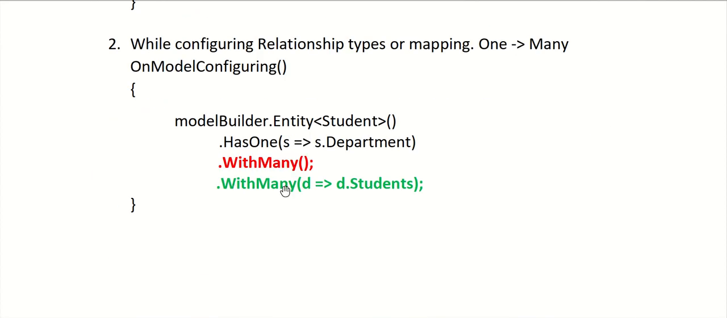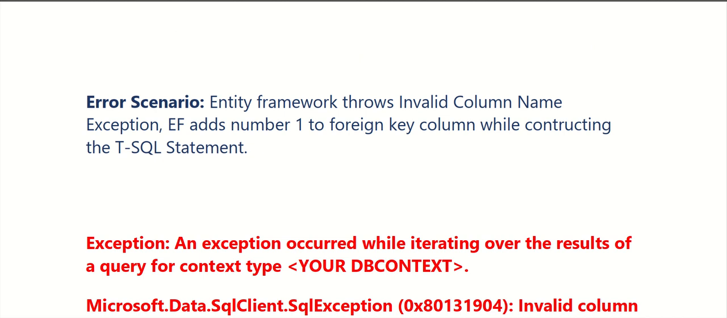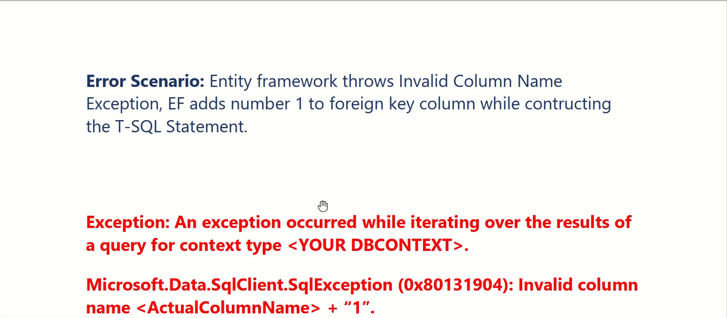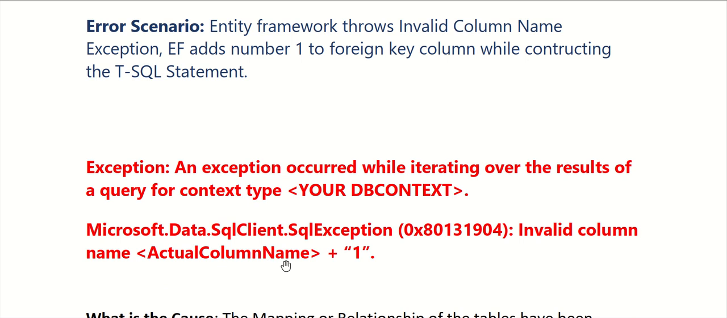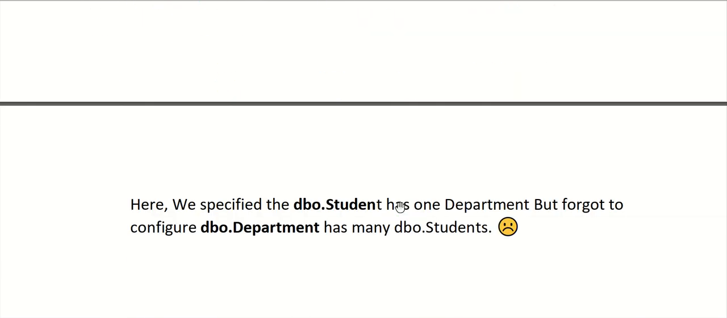So what is the solution? Simply specify WithMany, d gives d.Students, the navigation property. So you are clearly telling Entity Framework that student has a foreign key reference to department, and a student is associated with only one department, whereas a department can have multiple students, WithMany. So this is the solution basically in order to avoid this kind of exception. Because if you go to the database table and check, you won't find this kind of column, the actual column name plus one. This is the issue with the configuration that we have to correct.